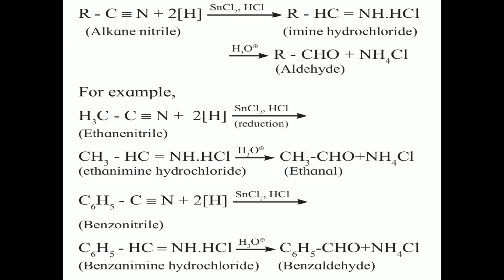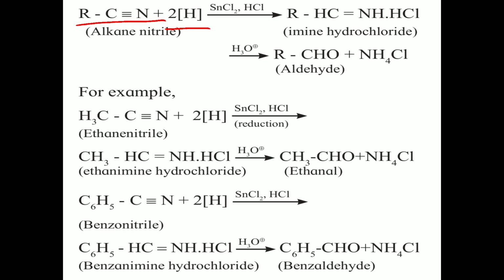So now let us study how this reaction takes place. In this reaction, RC≡N, the alkane nitrile, undergoes reduction. That means we are using two hydrogen atoms. For the reducing agent we use stannous chloride, SnCl2, and HCl.